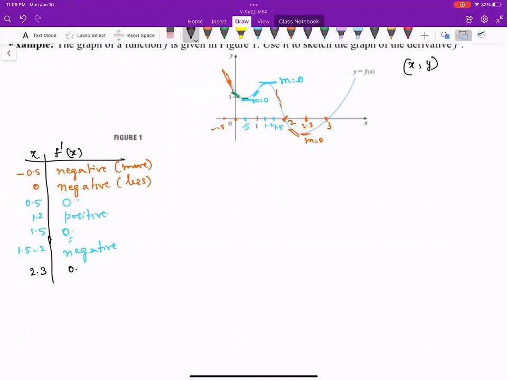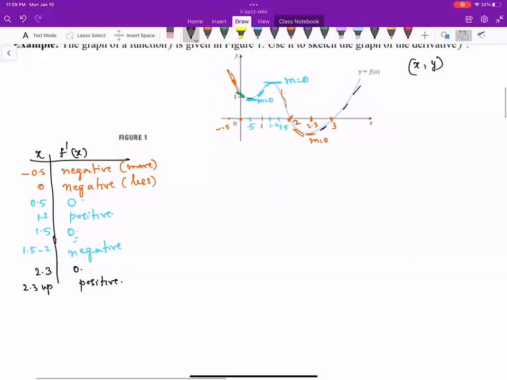Then after 2.3, the slope becomes positive. Okay, any number after 2.3. 2.3 and up, the slope is positive. Okay, all these slopes are positive.